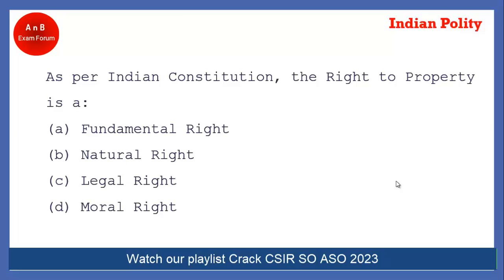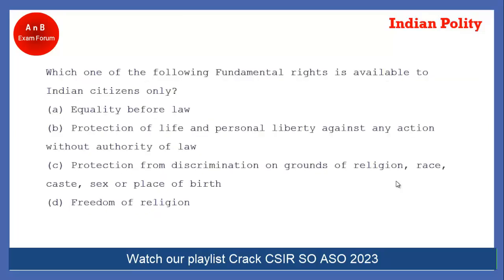Coming to the next question: which of the following fundamental rights is available to Indian citizens only? This is a very typical question, and the correct answer is option C. It protects from discrimination on grounds of religion, race, sex, or place of birth. Only this fundamental right is given to Indian citizens only. The other three can be given to foreign people also.